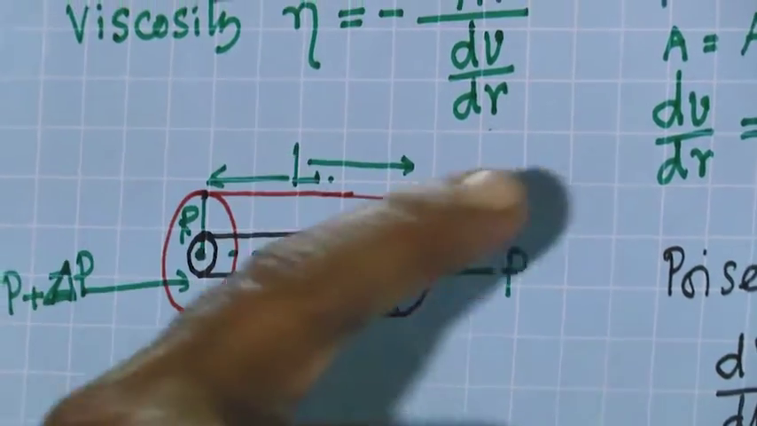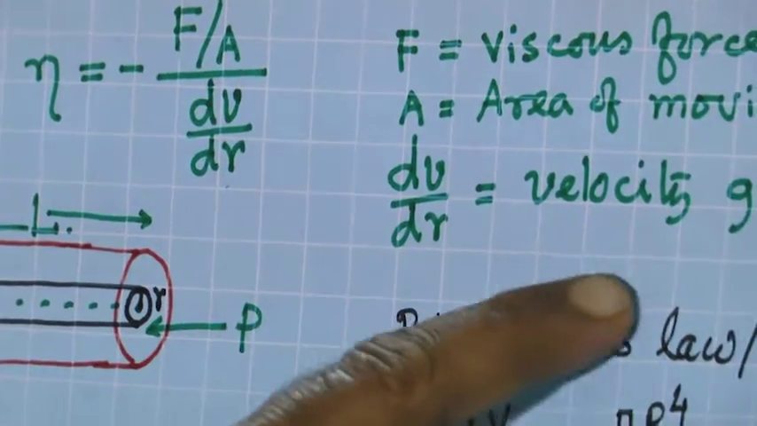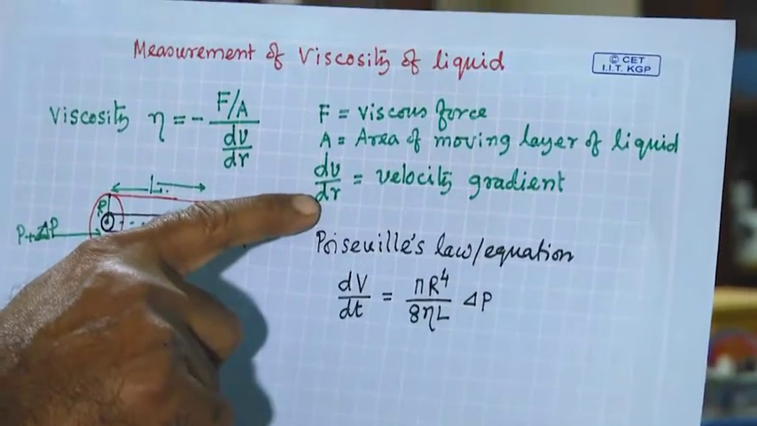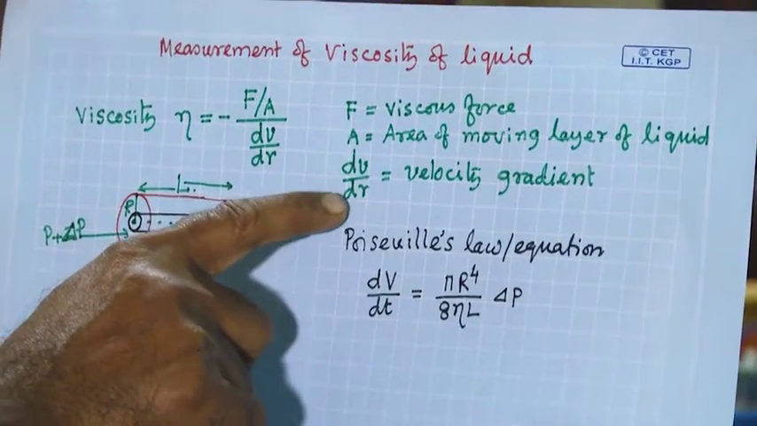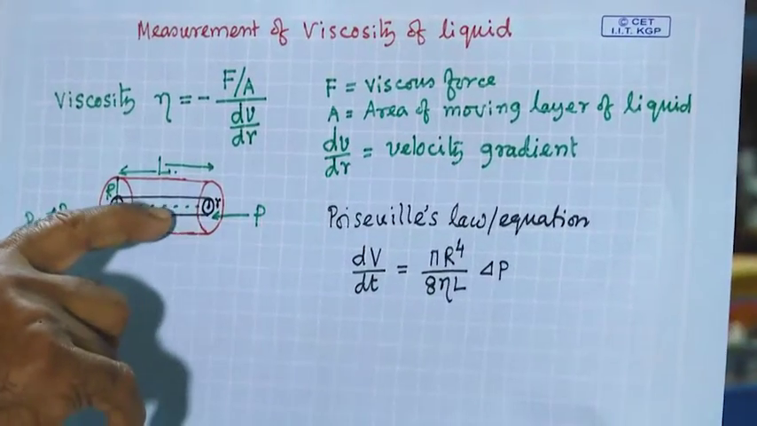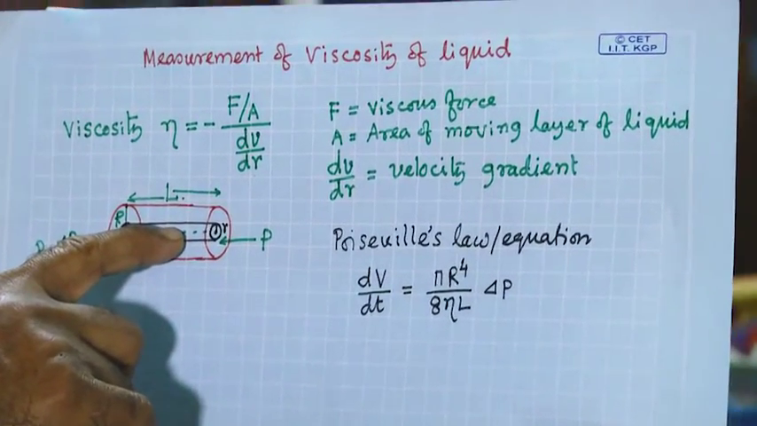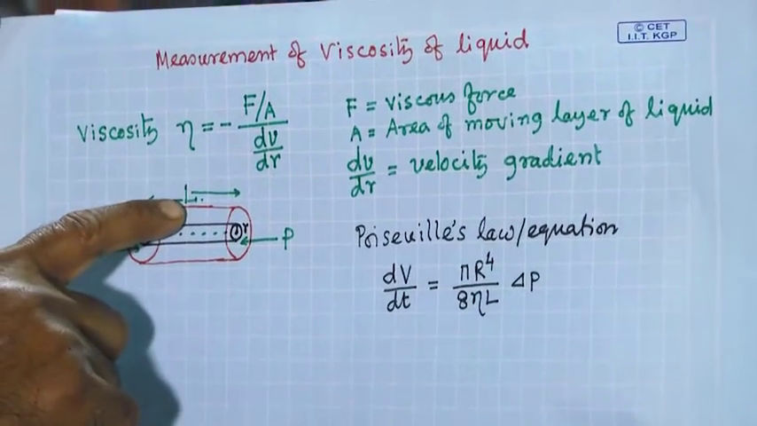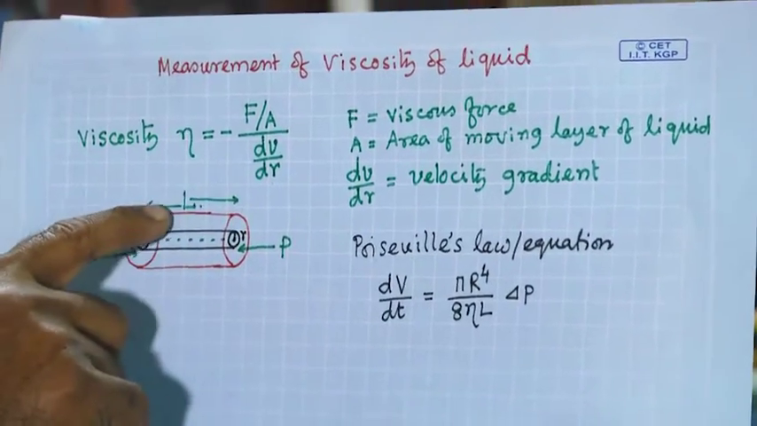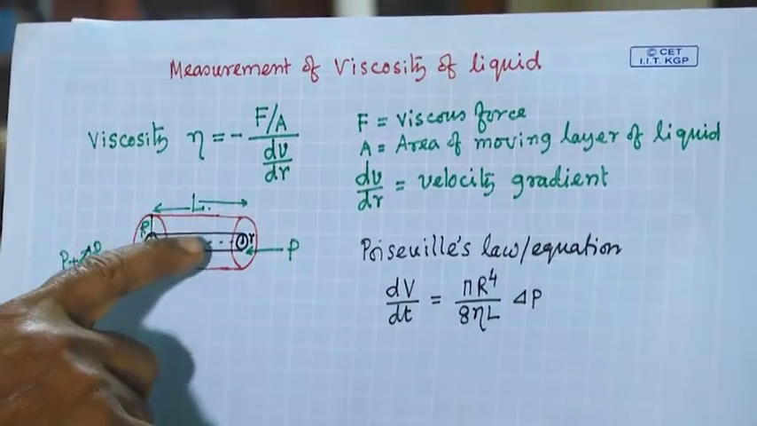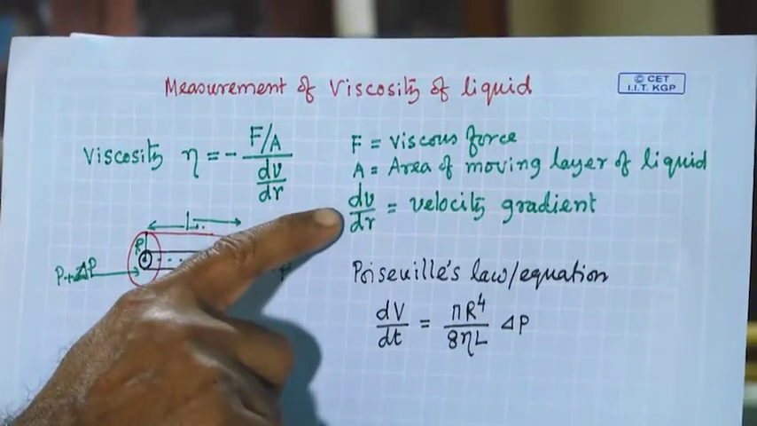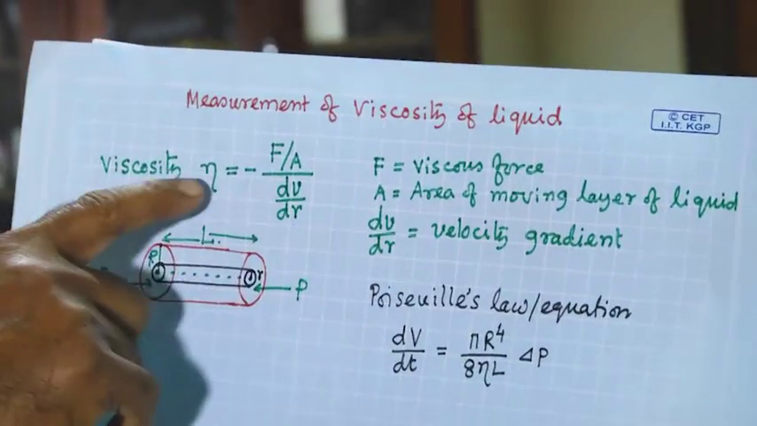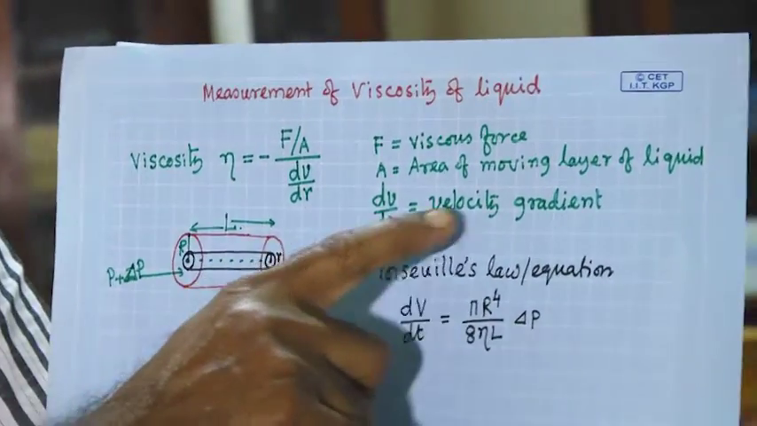That dv by dr is the velocity gradient. And the minus sign is there because distance is measured from the center, where velocity is maximum, and as we go perpendicular towards the cylinder surface, the velocity decreases. That is why we have to write minus dv by dr. Okay, so this is the velocity gradient.